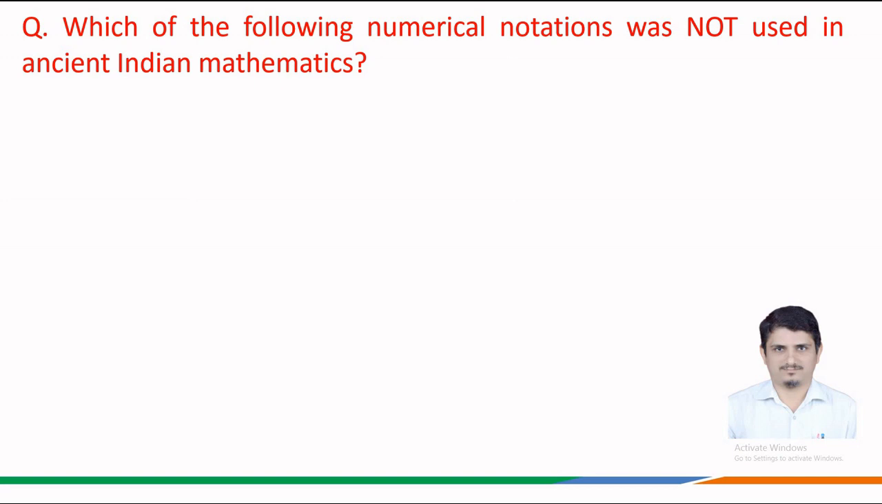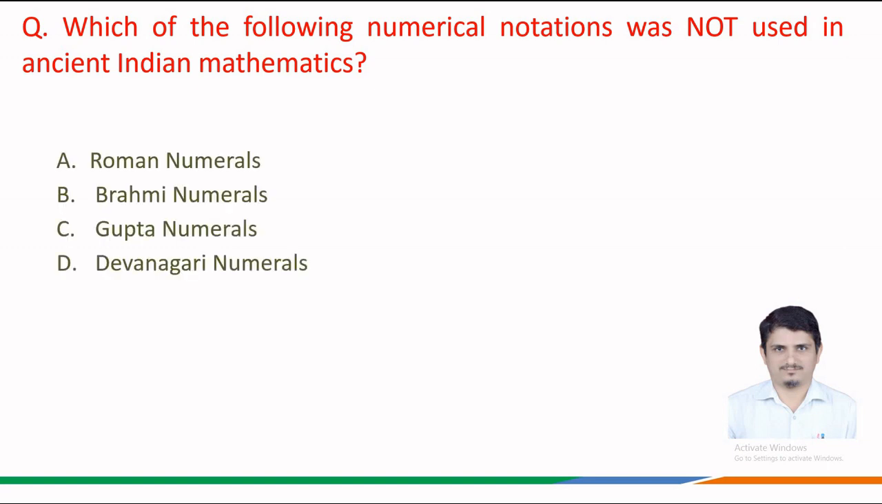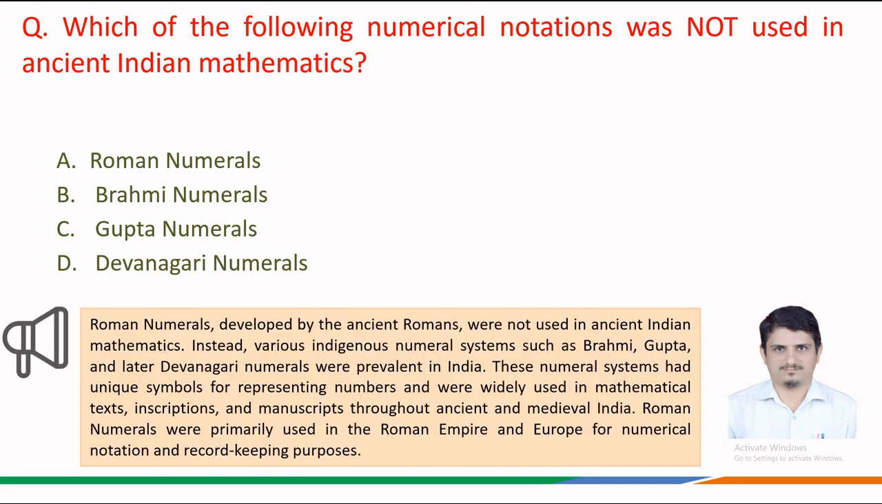Next question is, which of the following numerical notations was not used in the ancient Indian mathematics? The given options are A, Roman numerals, B, Brahmi numerals, C, Gupta numerals, D, Devanagari numerals.